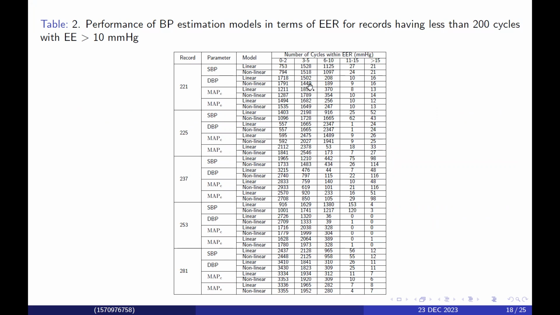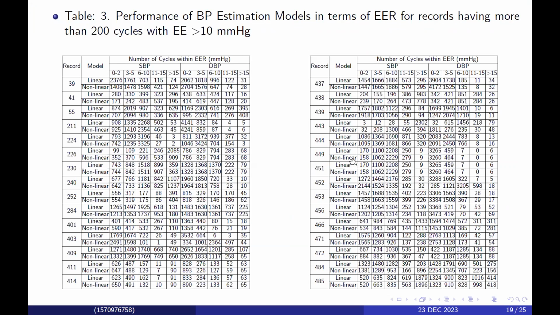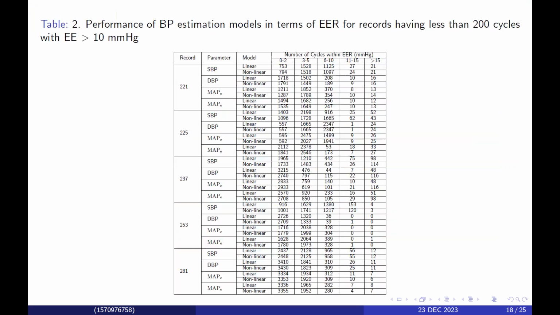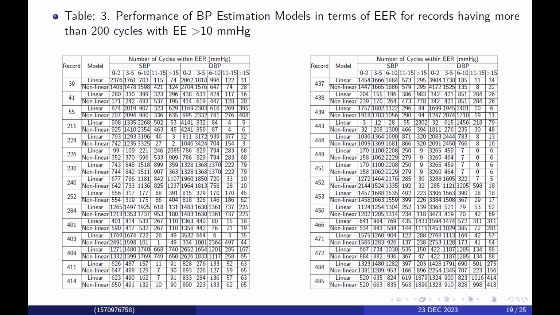For these 5 records, we can see that for error greater than 10, only a few cycles are there. So these 5 records are performing satisfactorily. And if we tabulate the performance of BP estimation models for the other 30 records, what we find is that for greater than 10 mmHg error, we have a larger number of cycles.